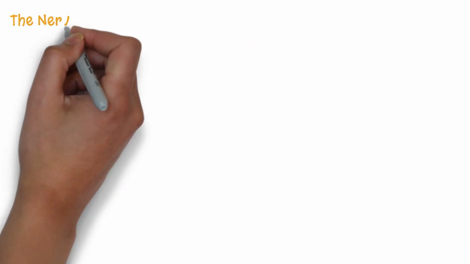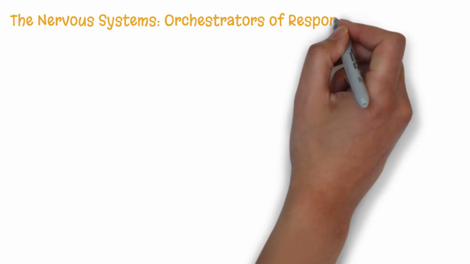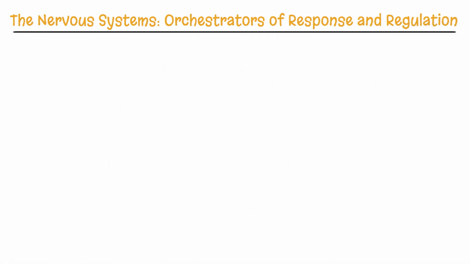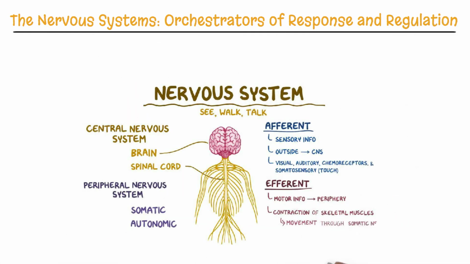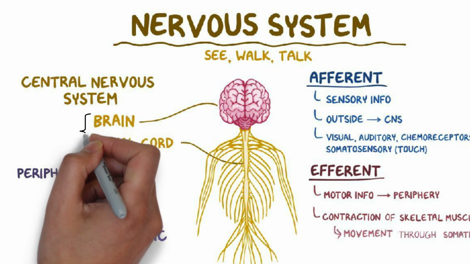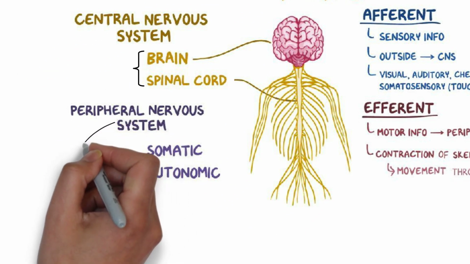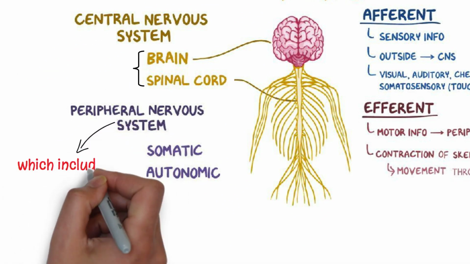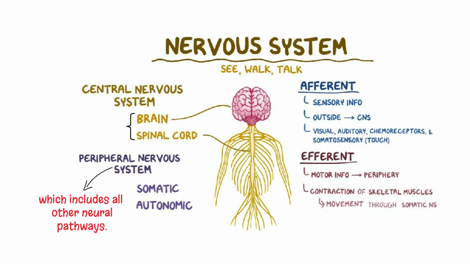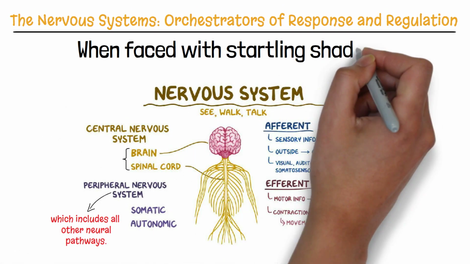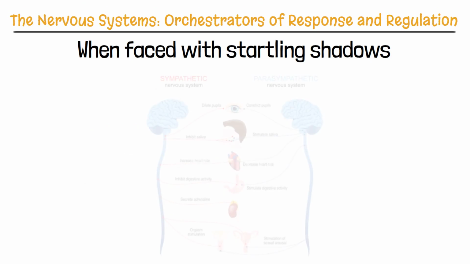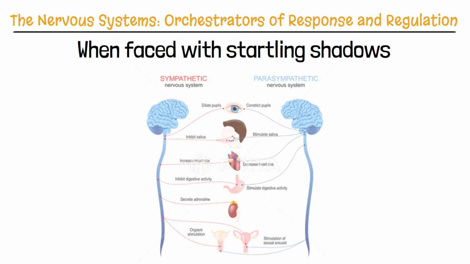The nervous systems, orchestrators of response and regulation. The nervous system is split into the central nervous system, consisting of the brain and spinal cord, and the peripheral nervous system, which includes all other neural pathways. When faced with startling shadows, it's the calming influence of the parasympathetic nervous system that slows down the heart and reduces blood pressure once the brain identifies them as harmless.